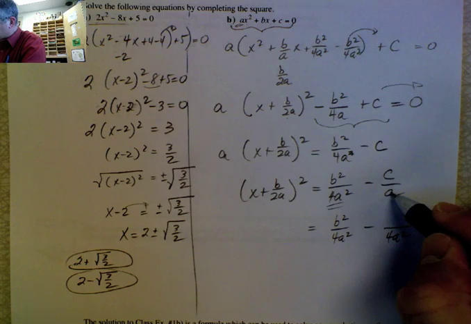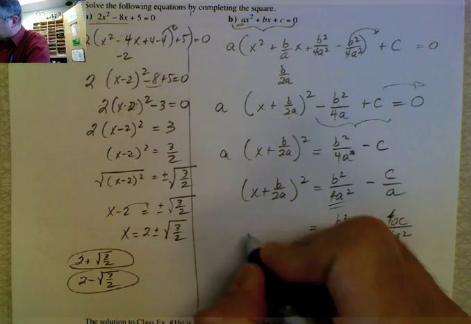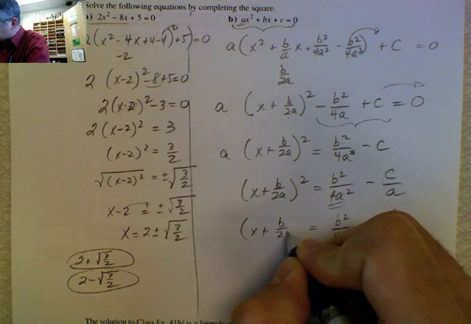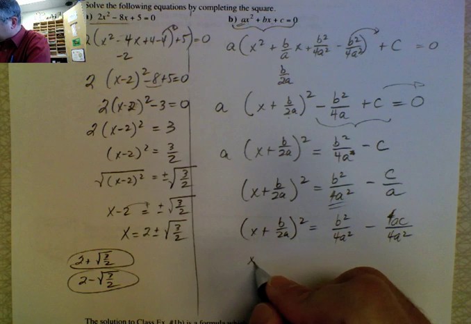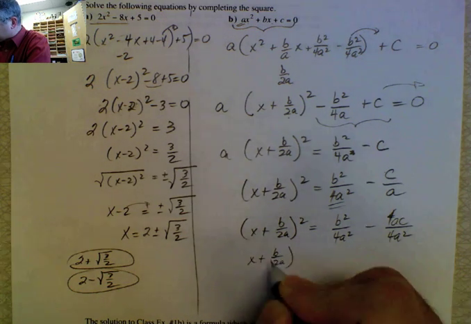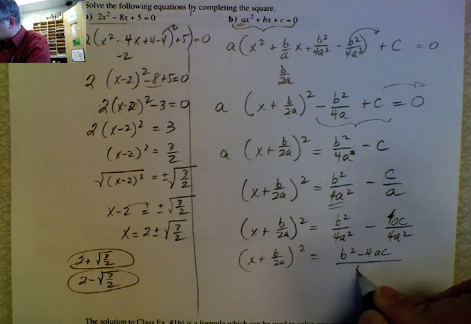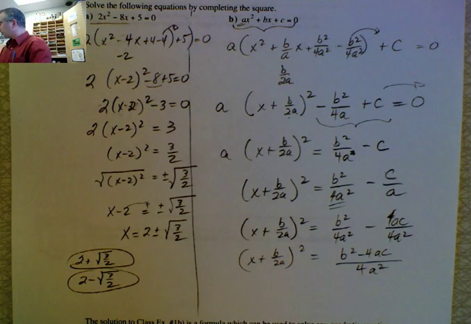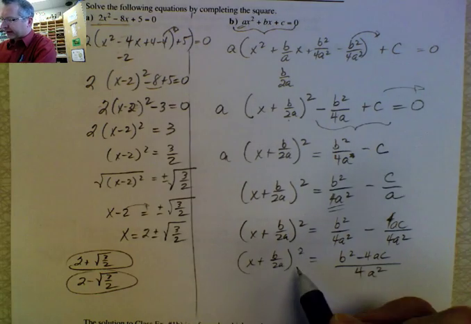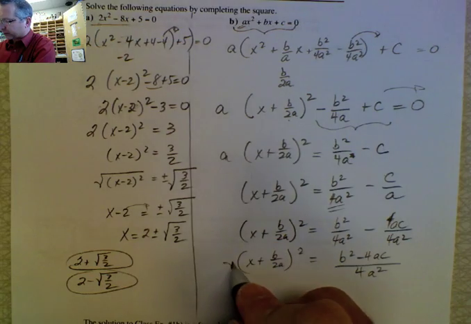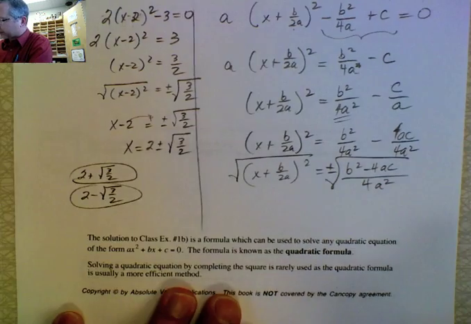Now, I multiplied this by 4a, so I have to multiply the numerator by 4a, and I still have x plus b over 2a squared. Now, if I add these two things together, I get x plus b over 2a squared equals b squared minus 4ac all over 4a squared. Now, to get rid of this squared factor on the left side, I have to take the square root. So I square root this, and I take the positive and negative square root of that.